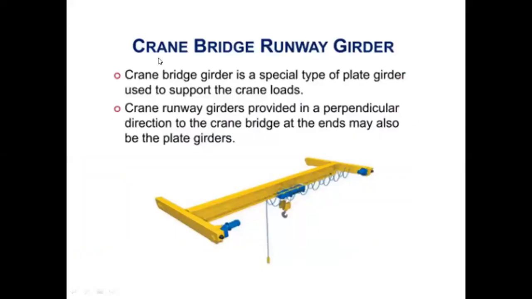Next we have the crane bridge runway girder. Another name we call this is the cantilever girder. It is a special type of plate girder to support crane loads. If we want to lift heavy machinery from one place to another, we need the help of a crane. That crane load has to be supported on a structure, so we have a crane runway, which is perpendicular to the girder ends, where the crane can move.